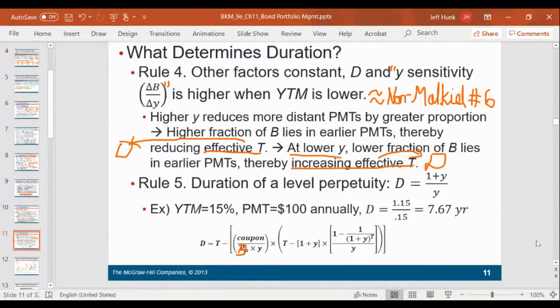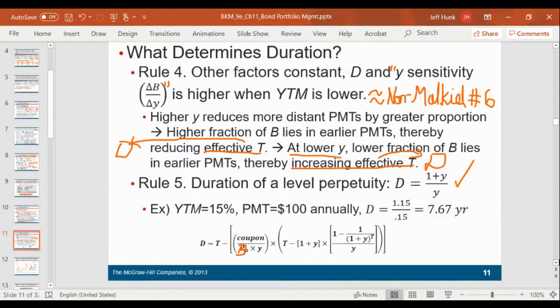Okay, more fractionalizing. And rule number 5, duration of a perpetuity. A perpetuity is an annuity going forever. It's simply (1 plus y) over y.